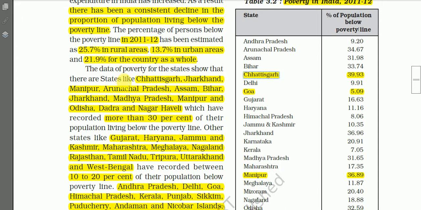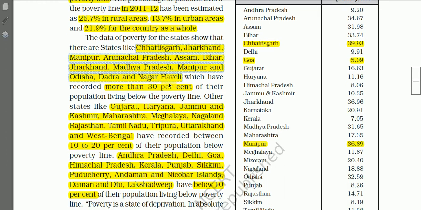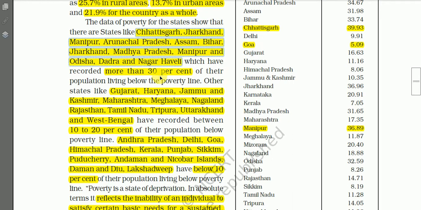The data of poverty for the states show that there are states like Chhattisgarh, Jharkhand, Manipur, Arunachal Pradesh, Assam, Bihar, Madhya Pradesh, and Orissa, and Dadra and Nagar Haveli, which have recorded more than 30% of population living below the poverty line. So these states have recorded more than 30% of their population below the poverty line.